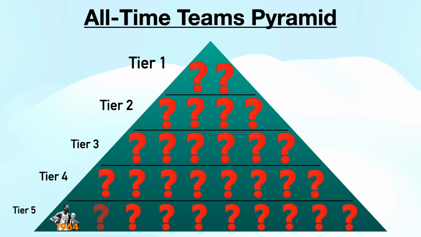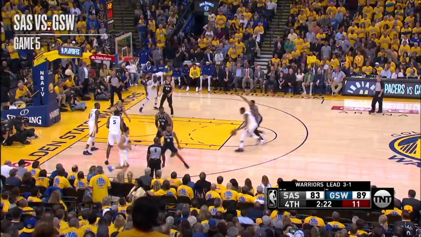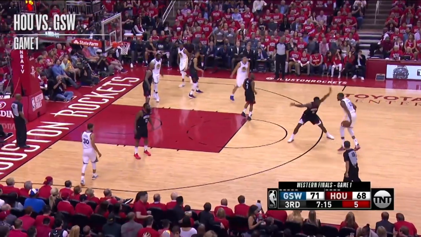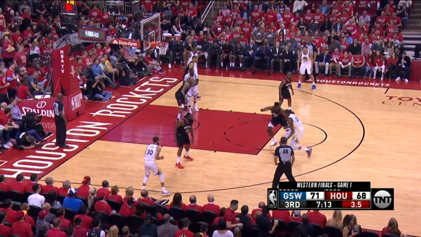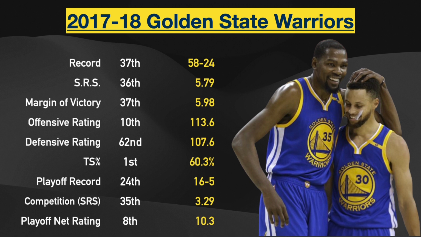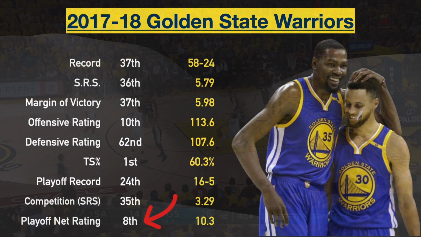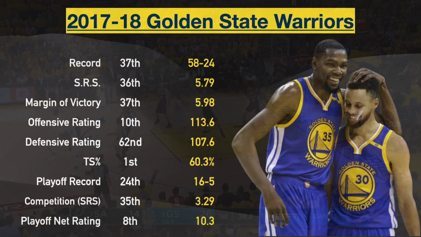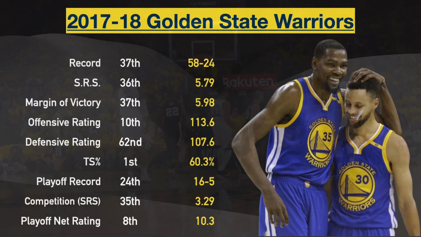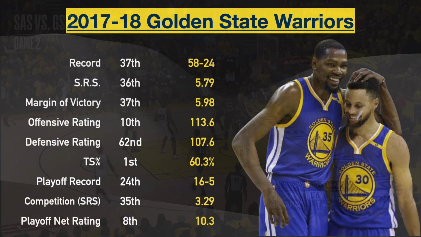The next team we have in tier 5 is surprisingly the 2017-18 Warriors. Now, I know what you're thinking. This team should be way higher than tier 5. They had Steph, Clay, Draymond, and KD, but this year's version of the squad wasn't nearly as dominant as the previous year. The team's biggest strength was by far their offense, placing first at true shooting percentage and placing 10th in offensive rating, and their playoff net rating where they placed 8th. But everything else, especially defense, was a weakness for this team compared to all of the NBA champions in history, of course.